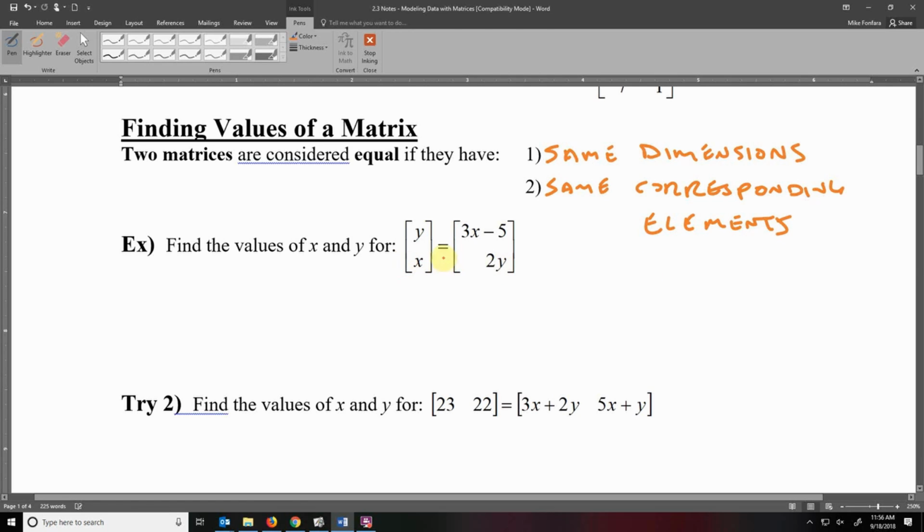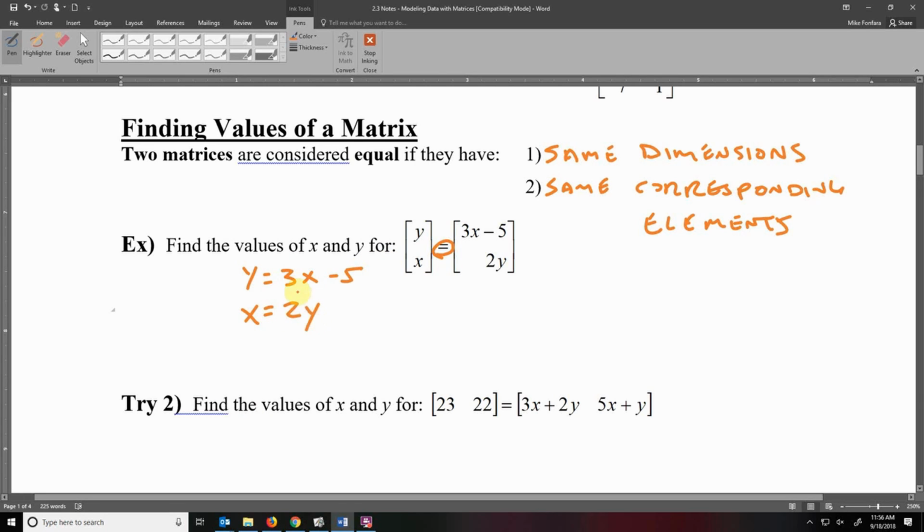Now these 2 matrices here are considered equal because there's an equal sign. That means they have the same dimensions. 2 rows, 1 column, 2 rows, 1 column. And they have the same corresponding elements, which means that y is equal to 3x minus 5, and that x is equal to 2y. And we can find values for these elements in the matrices by solving this system of equations.